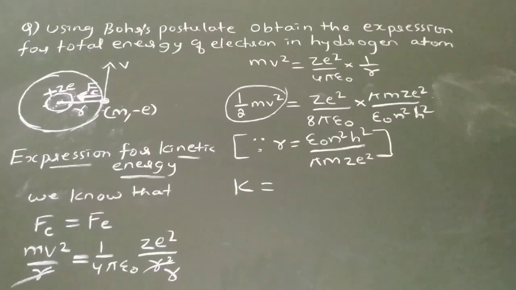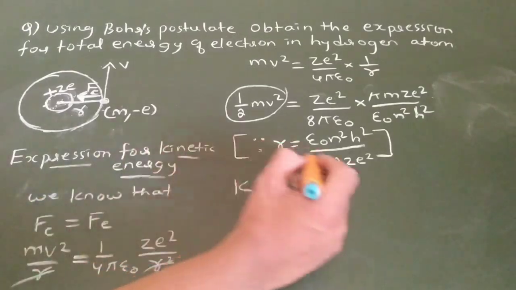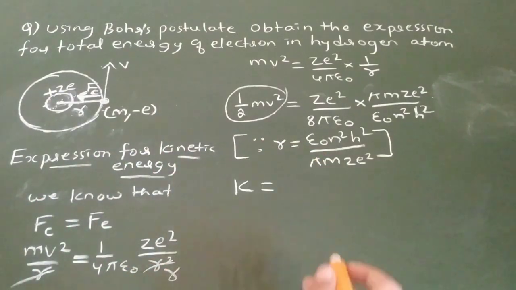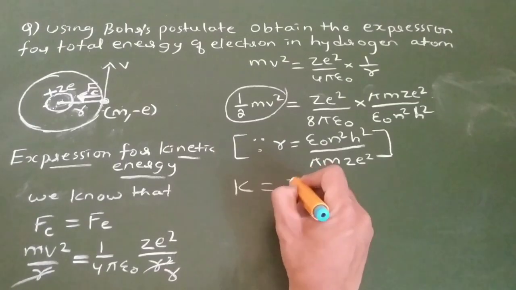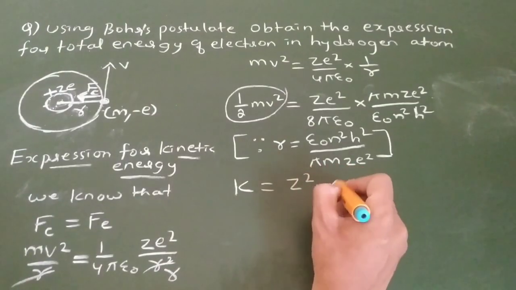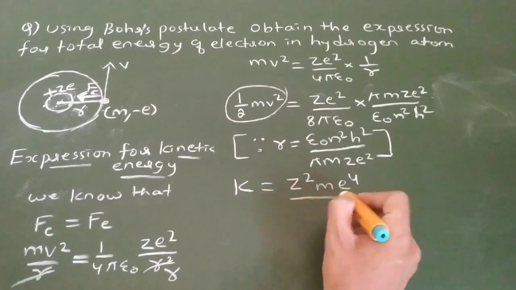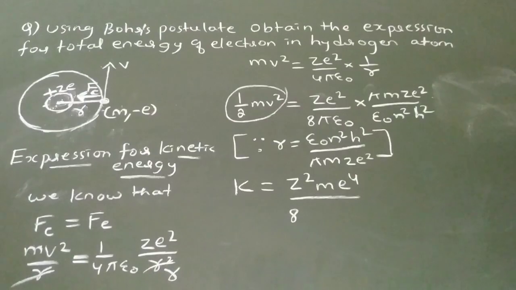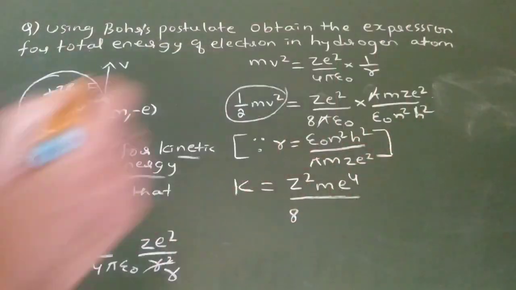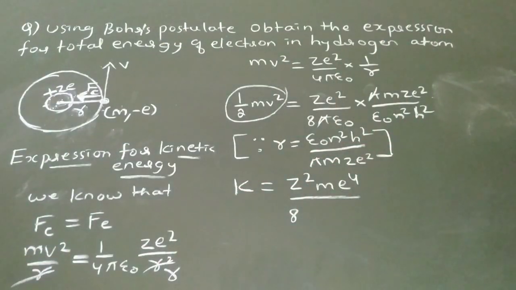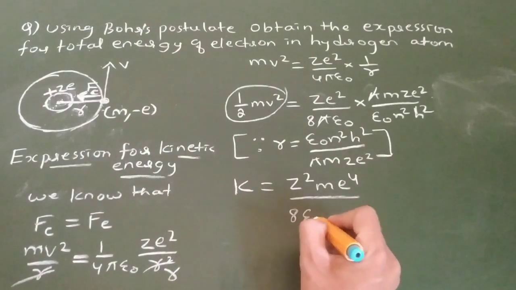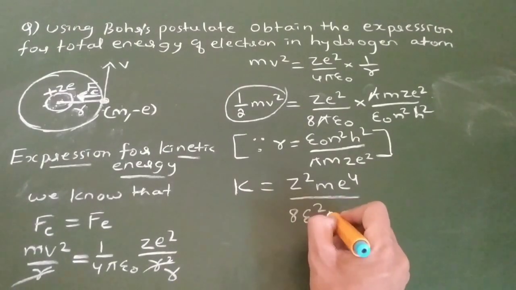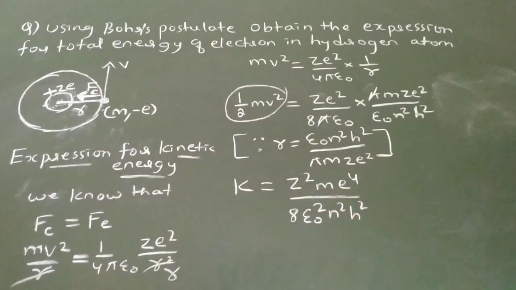There is nothing which can be cancelled. So one thing I can do is write directly the relation. This will become Z square m e to the power of 4 divided by 8. One thing I can cancel: pi can be cancelled here. So I can write 8 epsilon naught square n square h square. Are you getting that? n square h square.